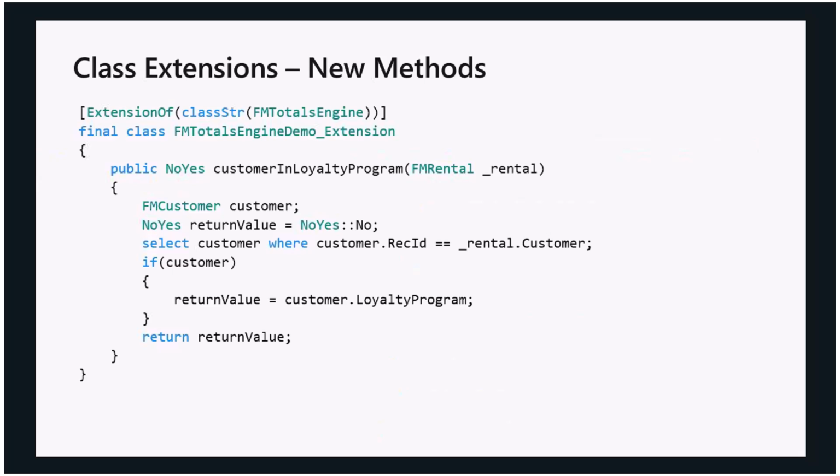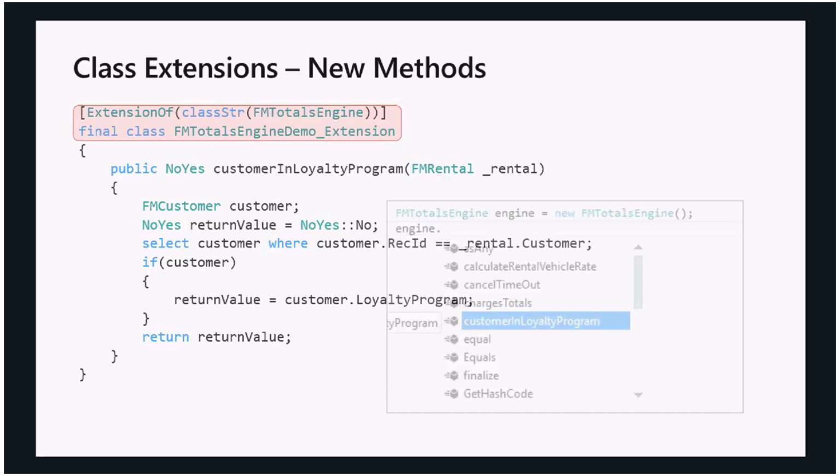Any new methods added via this extension class will be visible to client code that has a reference to the extension model. You can see here that I've added a new method to this ftTotalsEngine class. So the key components for extension classes are these keywords here. You have to decorate any extension class in this same way, although depending on exactly what you are extending, the data inside of that extension of attribute will be different.